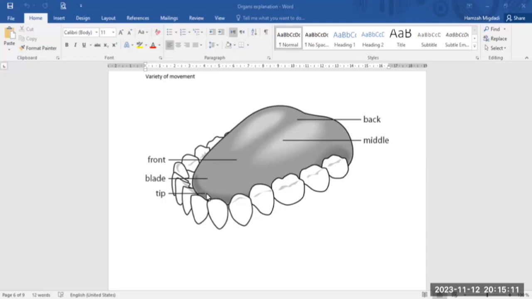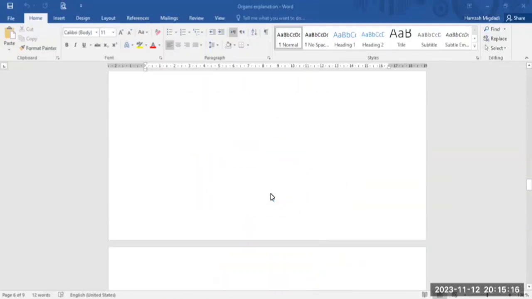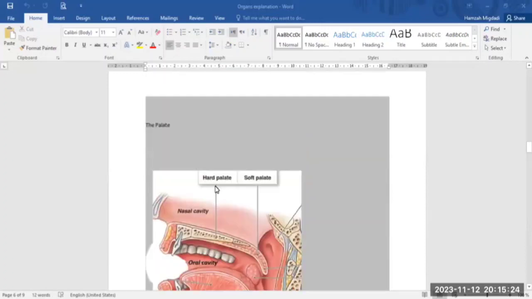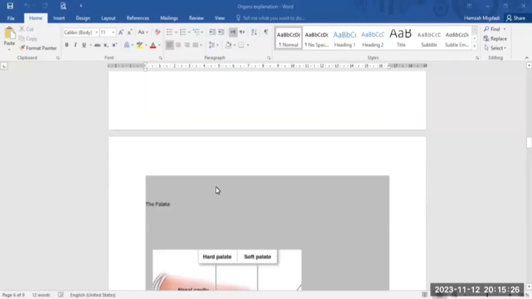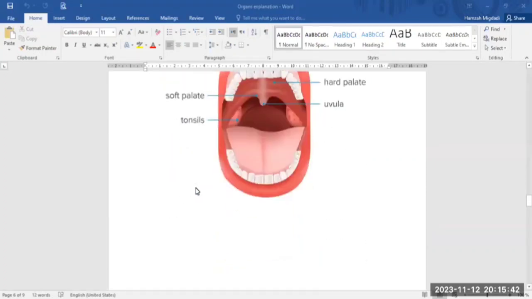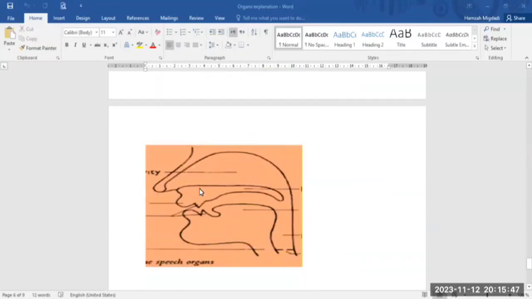The alveolar ridge. Alveolar ridge. Where is it? This one here. This is the alveolar ridge here. Exactly. Look at the pointer. You see the pointer? Yes. Behind the front teeth. Behind them. Okay? Here, yes.